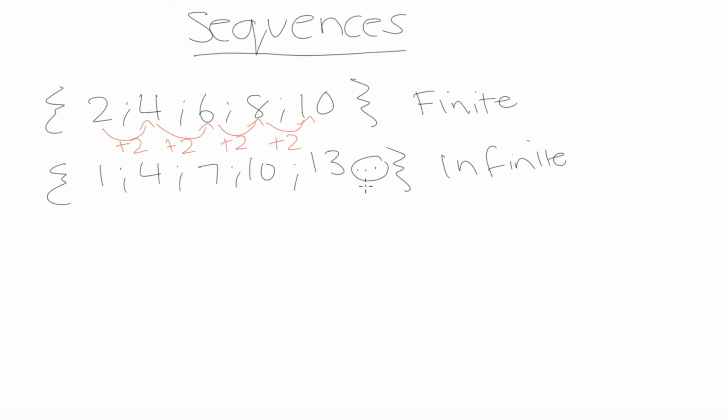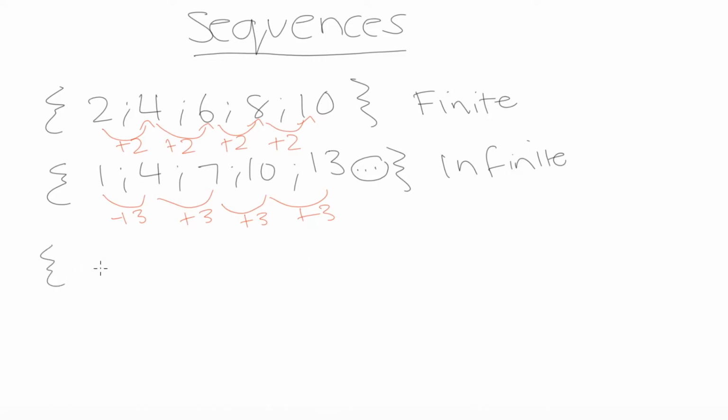Whereas in this one, we're going to be adding 3 as we go from one term to the next. So 1 plus 3 is 4, 4 plus 3 is 7, 7 plus 3 is 10, and 10 plus 3 is 13. So this sequence is going to go on and on and on, adding 3 each time we get from one term to the next.